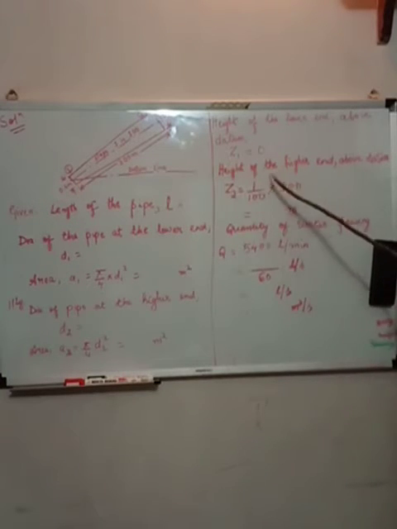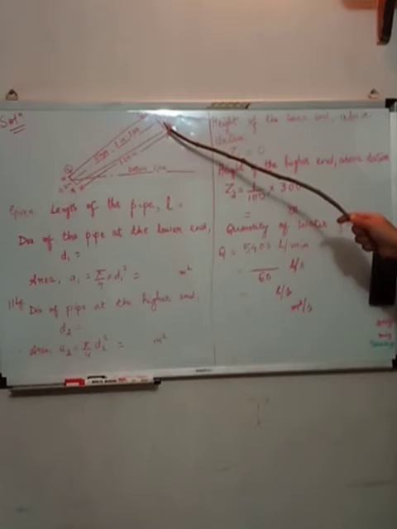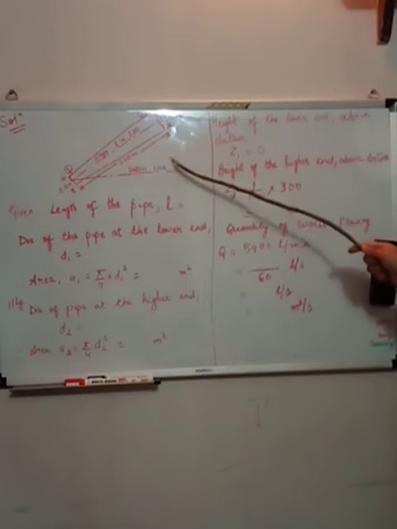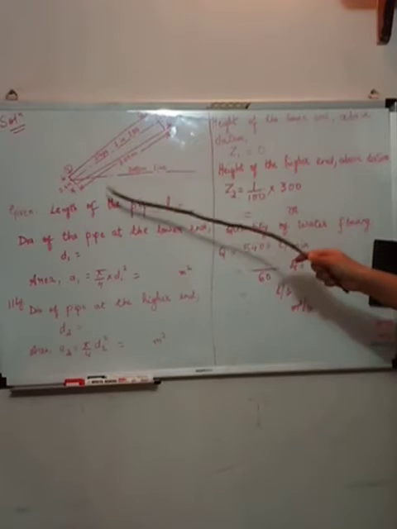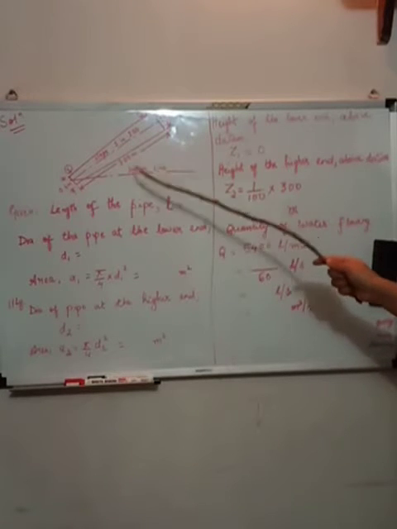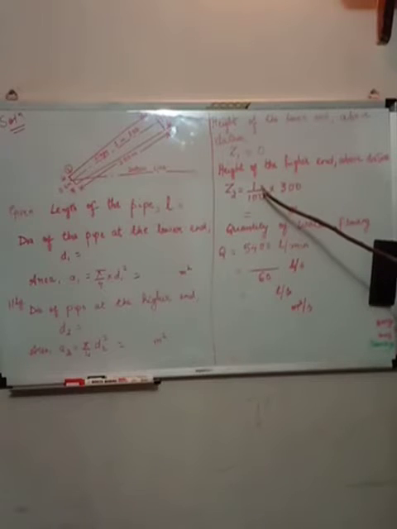Now the height of the higher end above datum. Above the datum line, the height at this higher end is not given. However, the slope is given as 1 in 100 and the length of the pipe is 300. So how will we calculate Z2? Z2 is 1 by 100, the slope 1 in 100, into its length, that is 300 meter. So you calculate here, you write it in meter.